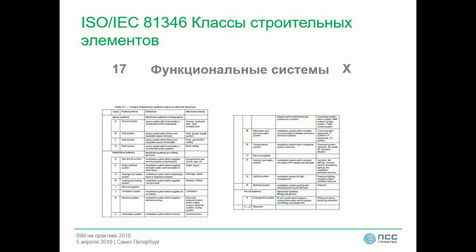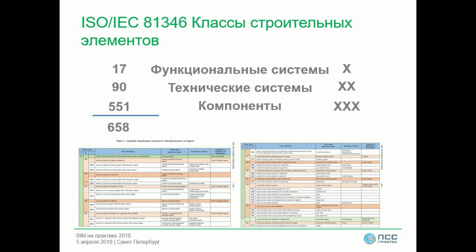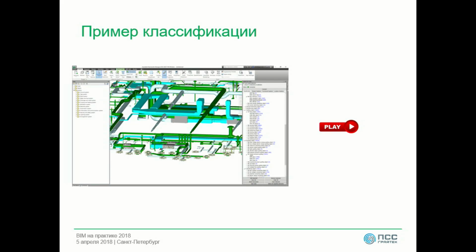The classification is pretty simple. We have a dedicated letter for functional systems and 2 letters for technical systems. We also use 3 letters for the components. So if I see these letters, I can understand what is meant. There are dedicated rules on how to generate codes for systems, for communications, for components.